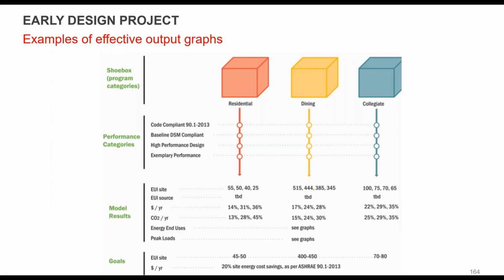So being able to show different types, what the EUIs are, what the source numbers are, what the costs per year are, how we're dealing with graphs and the EUI ranges there. And you can see a residential 40 to 50 kBTUs per square foot versus 400 for dining, or maybe a collegiate building at 70 to 80.